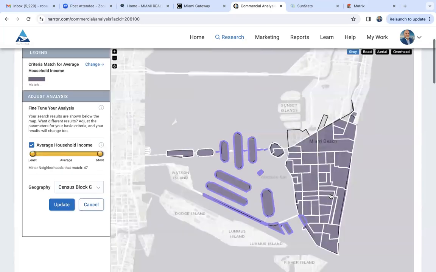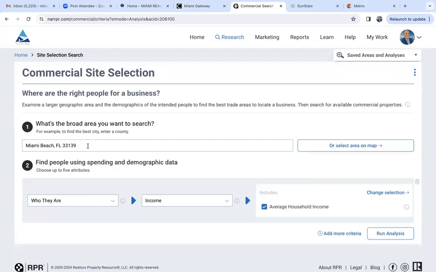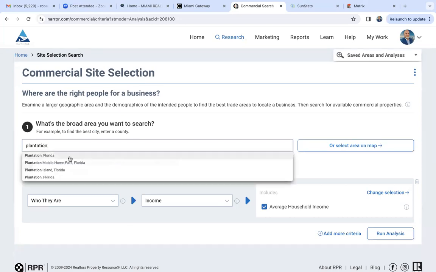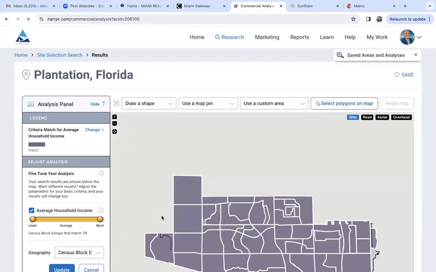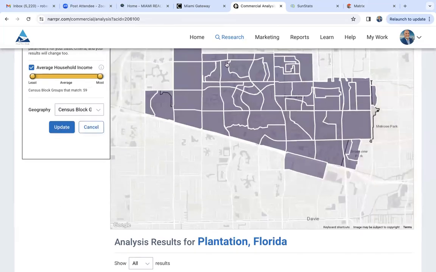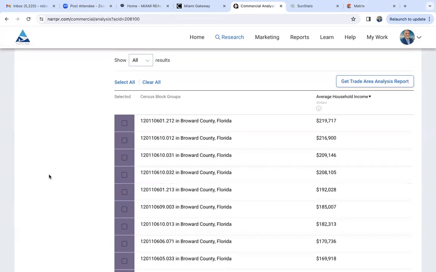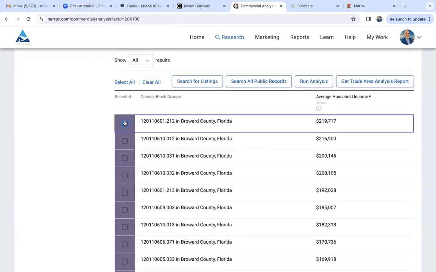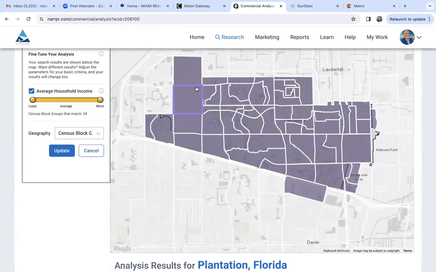And, you guys, if you don't want South Beach, let's say that you are concentrating on an area in Plantation, Florida, right? Run analysis. So now we're going to see the entire area known as Plantation, City of Plantation in Broward County. Highest income is this section right here of Plantation, this section right there.